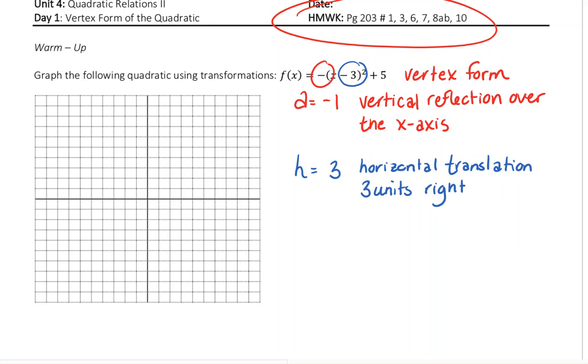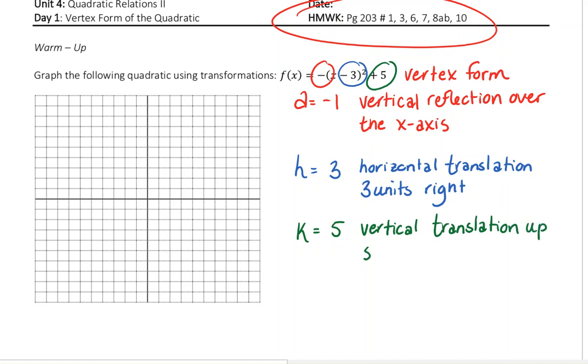And lastly, the final value that appears in our equation is here, and that's 5. Okay, that is our K value, and that means it's a vertical translation up 5 units. If it was negative, it would be down.